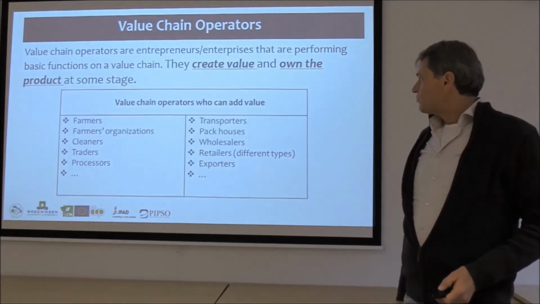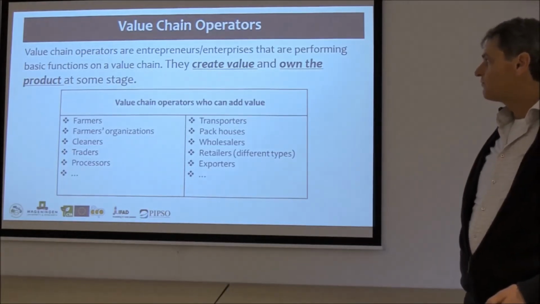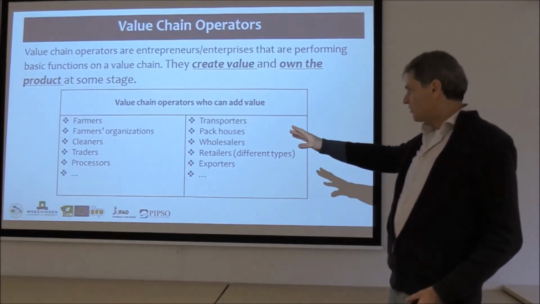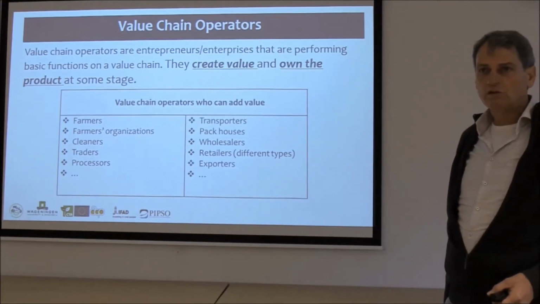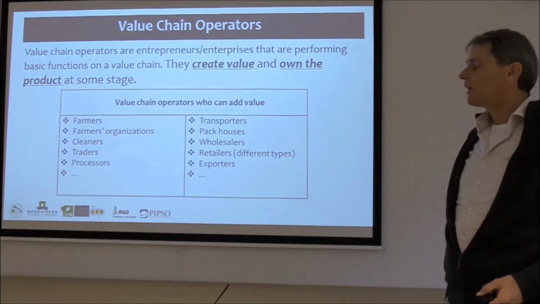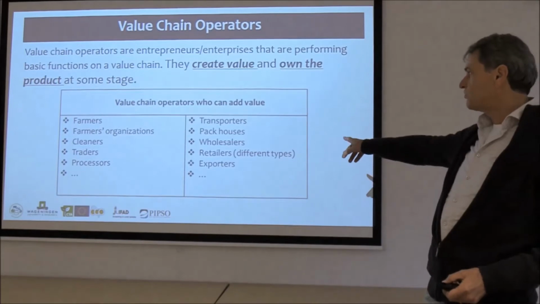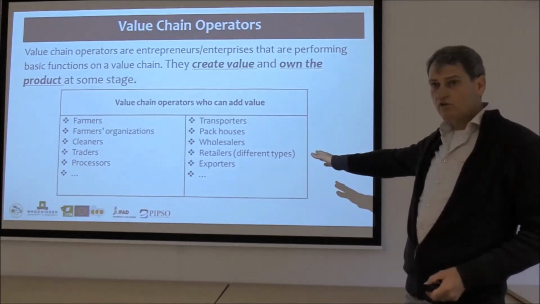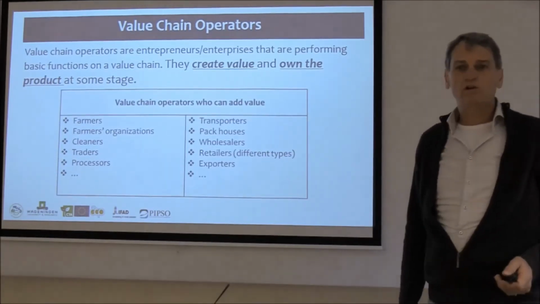Value chain operators, who are they? They were in the previous figure. I don't need to repeat them again. Cleaners, traders, processors, transporters, etc. They create value. That's where the value chain perspective comes from. And I cannot stress it enough, they own the product at some stage. So all these value chain operators are also involved in transactions, and they pay for the product along the value chain, so they are the owner at some point.